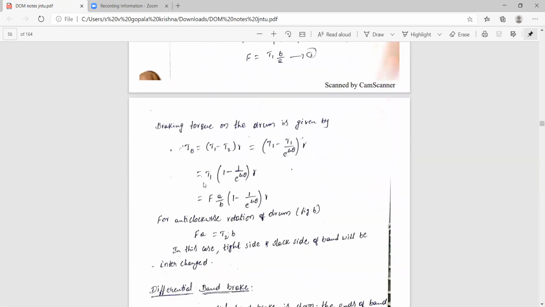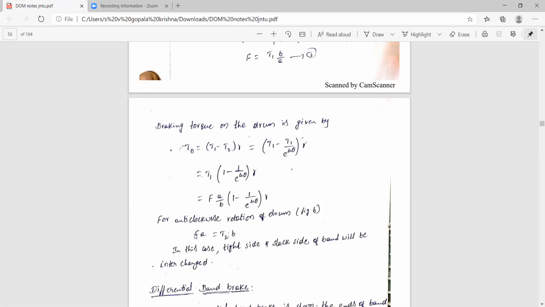What is the value of T1? It is F into a by b, substituting from equation number 2. So TB equals F into a by b into 1 minus 1 by e power mu theta, into R. This is the braking torque on the drum when the drum is rotating clockwise.